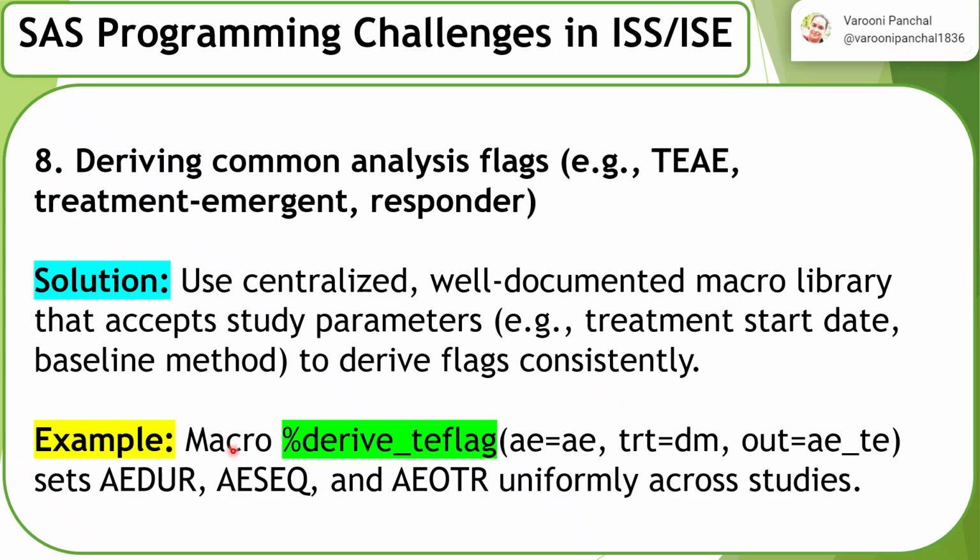For example, I'm creating this macro, derive underscore treatment emergent AE flag. My input datasets are AE and demographics, and the output is this specific new dataset. So you can set the duration, AE sequence, and the AE outcome uniformly across studies. So this is again one challenge, to build up the analysis flags. Again, your documentation, mapping, harmonization, and pooling will help you a lot.